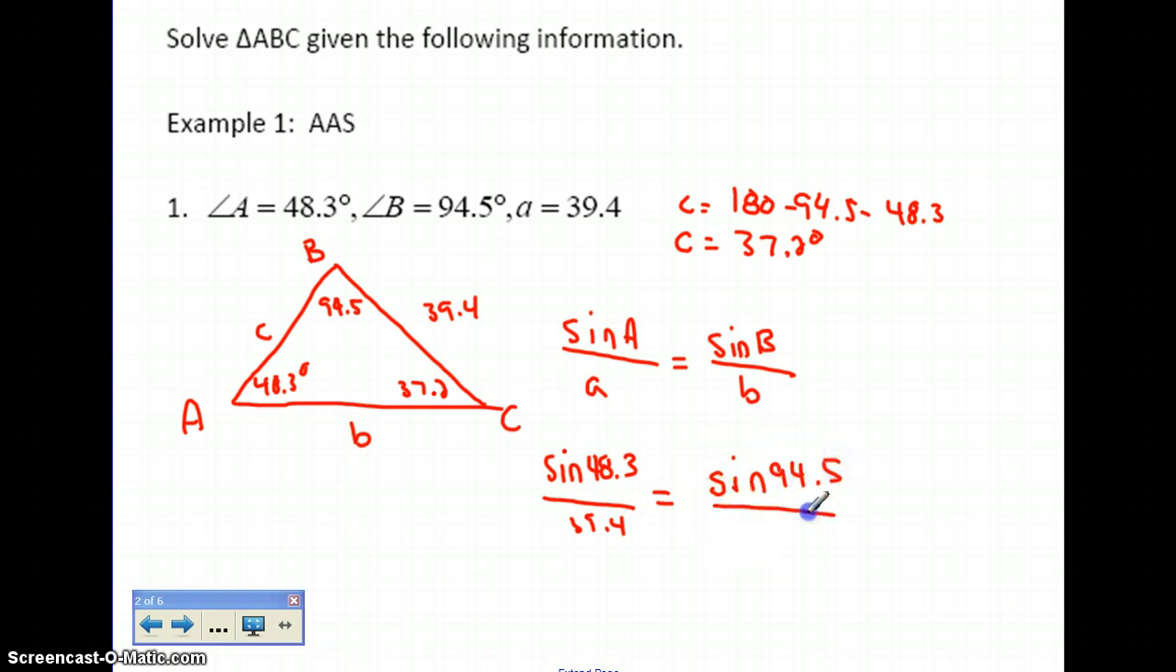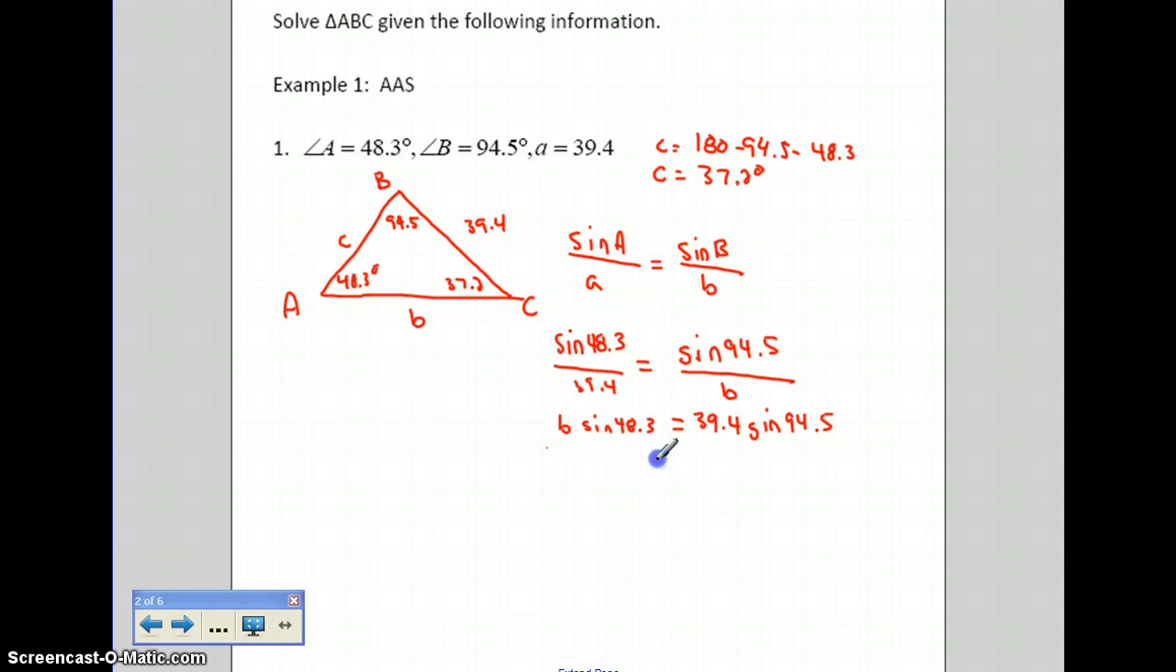that will equal the sine of angle B, which is 94.5, over side B. In order to solve this, this is a proportion, so how do I solve proportions? By cross multiplication. So I will take B sine 48.3 and 39.4 sine of 94.5. What I'm going to do is divide both sides by the sine of 48.3.